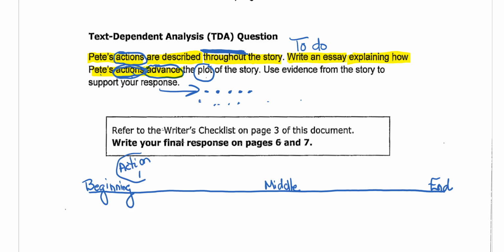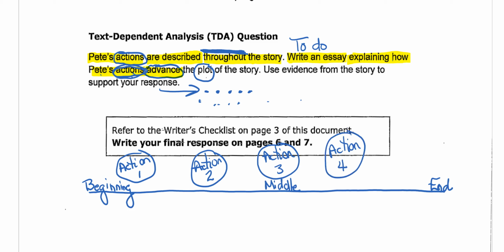I know that I'm going to put action 1, whatever it is, the second action. So I'm going to be looking for specific actions throughout the story. How many? I don't know yet. But when I read the story, I'll certainly see them. There's going to be more than 1. There's going to be more than 2. There's probably going to be more than 3. There could be 4 or 5.